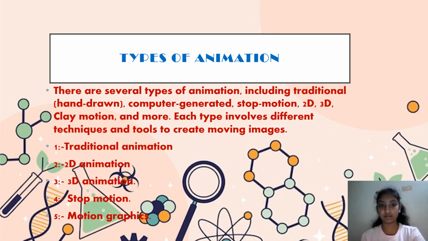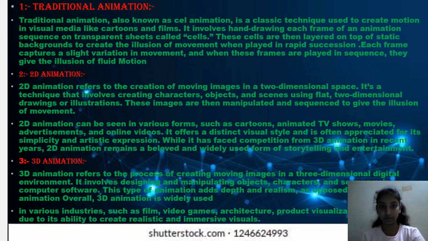Types of animation. There are several types of animation, including traditional hand-drawn, computer-generated, motion, 2D, 3D, clay motion, and more. Each type involves different techniques and tools to create moving objects. Traditional animation, 2D animation, 3D animation, stop motion, and motion graphics. Now let us go through it.